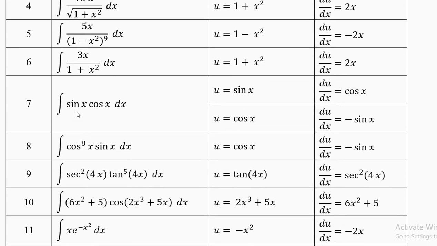Here you have integration of 7th example, sin x cos x. You can take u equal to sin x, derivative is cos x. You can take u equal to cos x and the derivative is minus sin x. Because derivative of sine is cosine, so you can choose sine as your function and the cos as the derivative, or you can choose cos as the function and minus sine as the derivative, and you can adjust the sign.